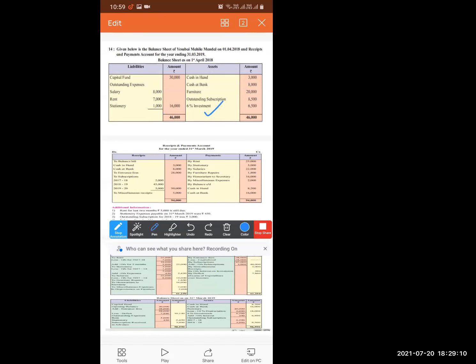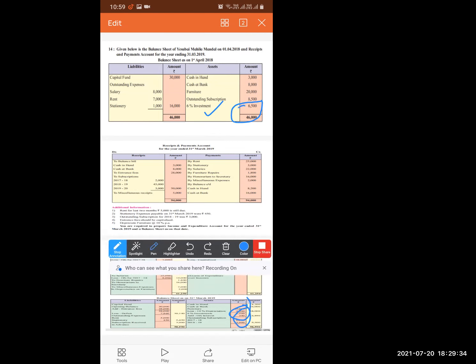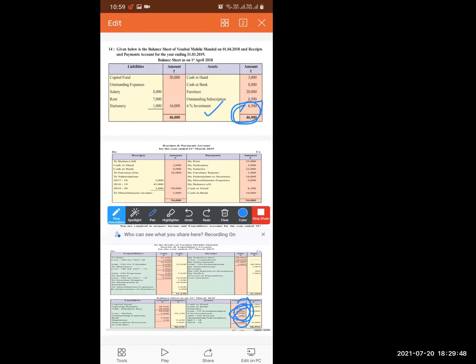So the next one is 6% from the investment. We will come back to the salaries. Investment, we have seen how much is given: 6500. So we will take the 6500. How did you get this 390? 6% of 6500. In the adjustment, this is the investment, all right? 6% of investment, so how much will you get? That is your interest, that is 390. So we will get this amount. Understand here? Till here it is clear?